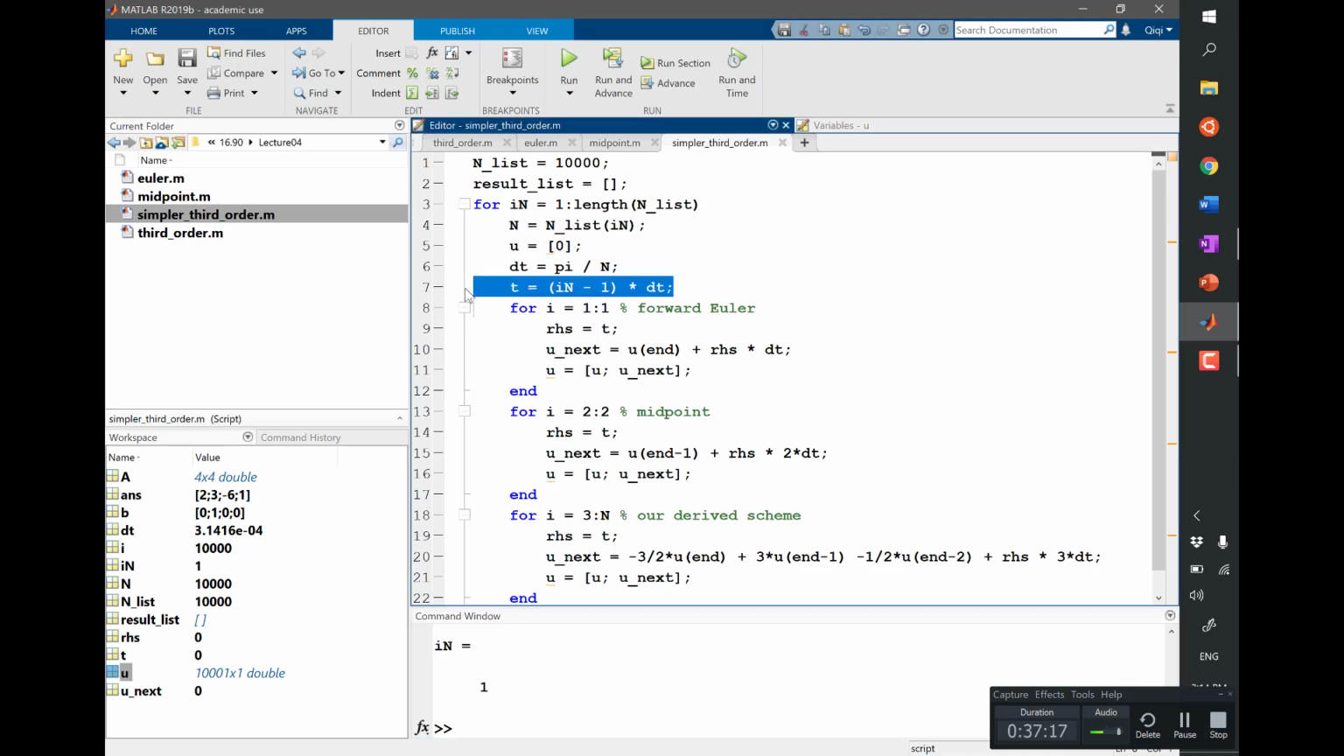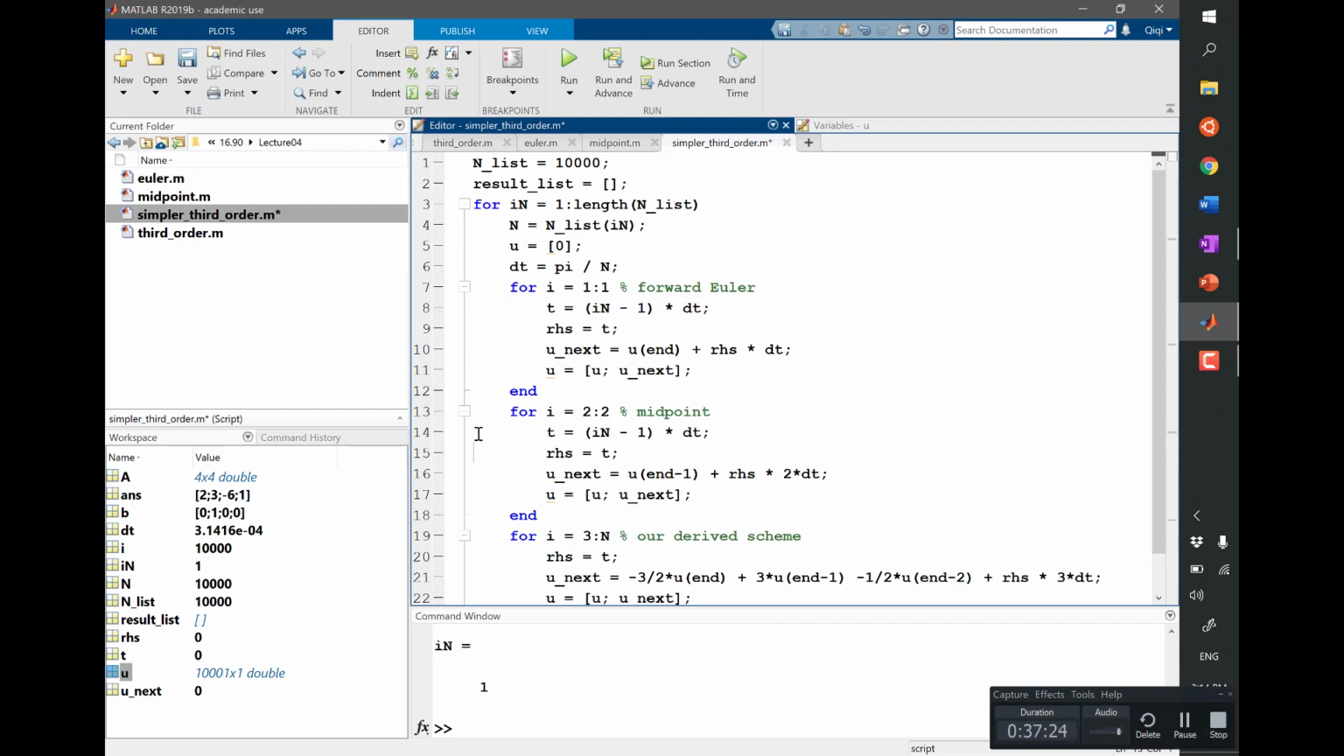Oh, yeah. My t should be calculated over here in the loop, not up there. Yeah, thanks. t should be updated every step, right? I didn't update my t. My t is always 0, so that's why. Okay, so now it should be correct, right? Right hand side equal to t. t is equal to some updated number.